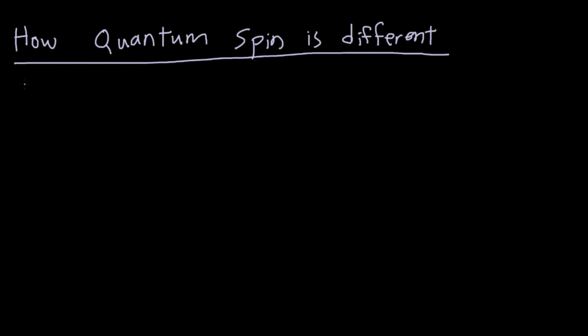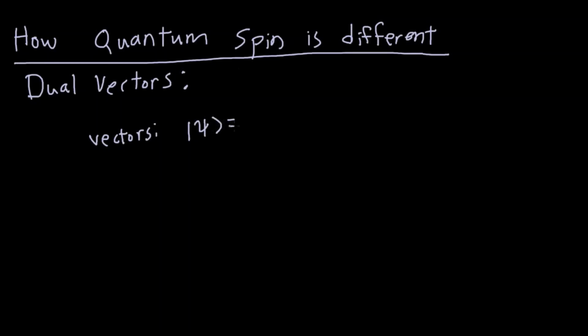All right, so now we're going to talk about dual vectors. It sounds scary, but really it's not. I told you that we write our vectors as column vectors. So psi here has components of alpha and beta.